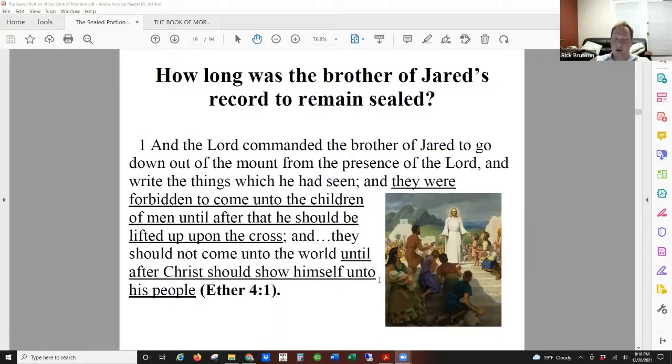So the brother of Jared's record was to remain sealed. This is a commandment by the Lord until he came to the Nephites. Make sense so far? Everyone with me?